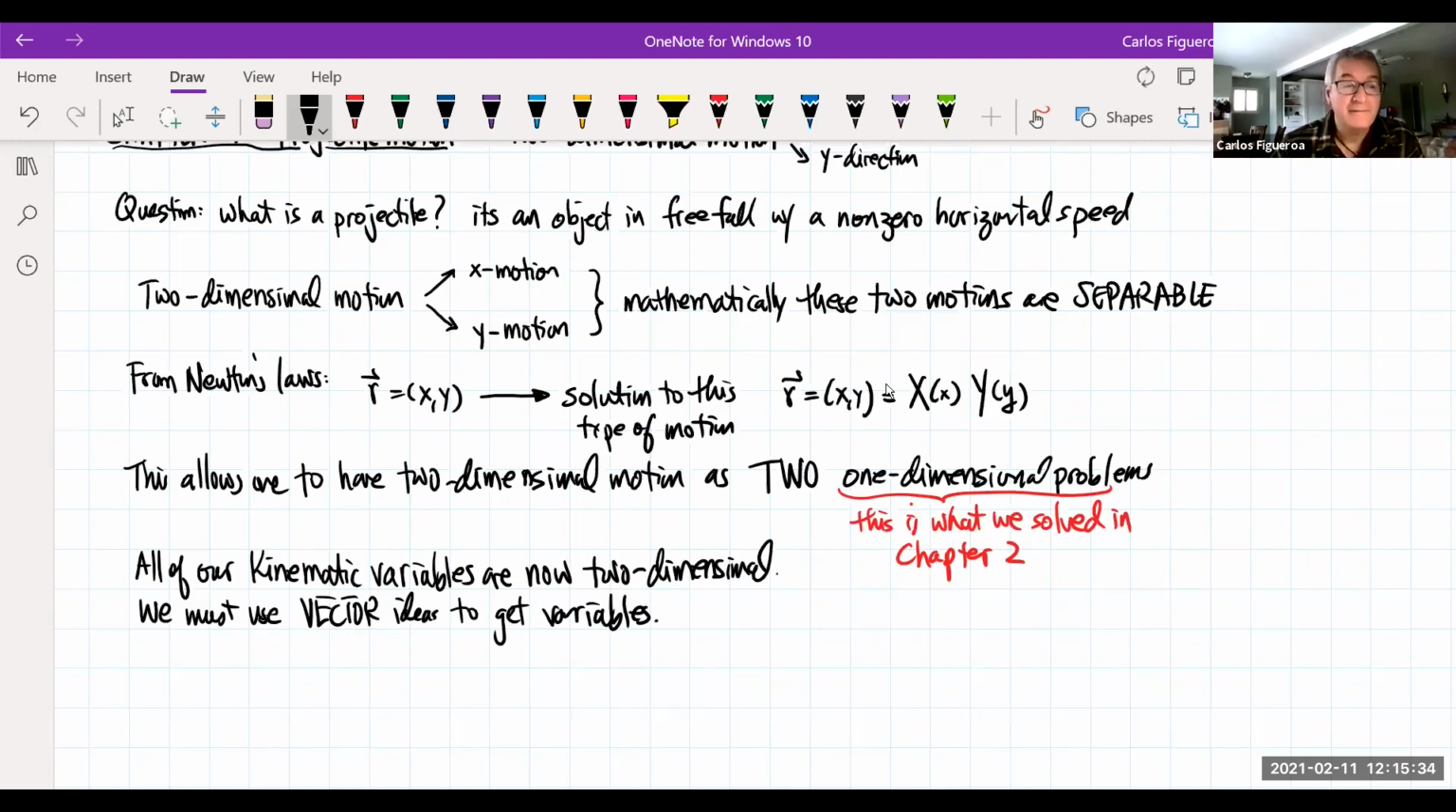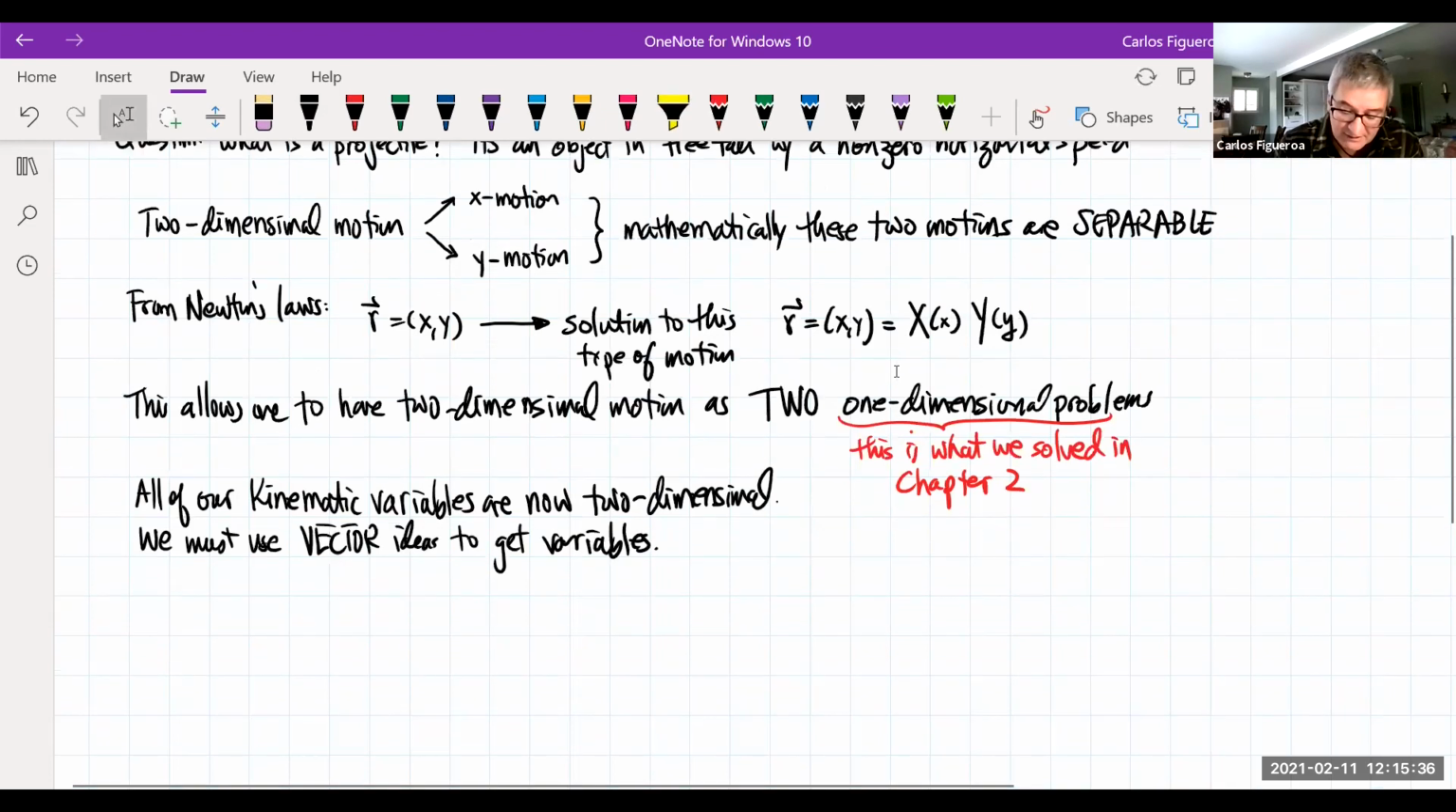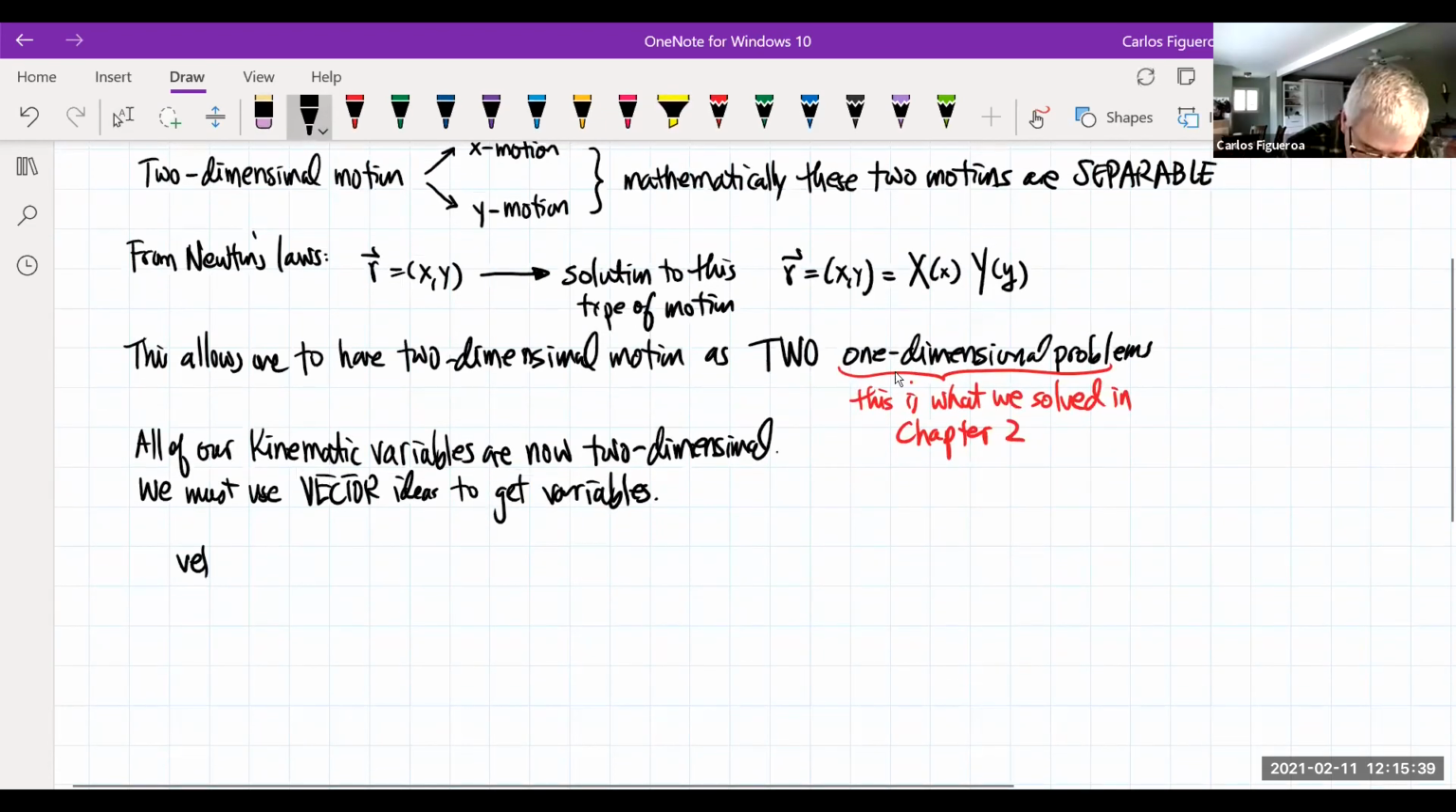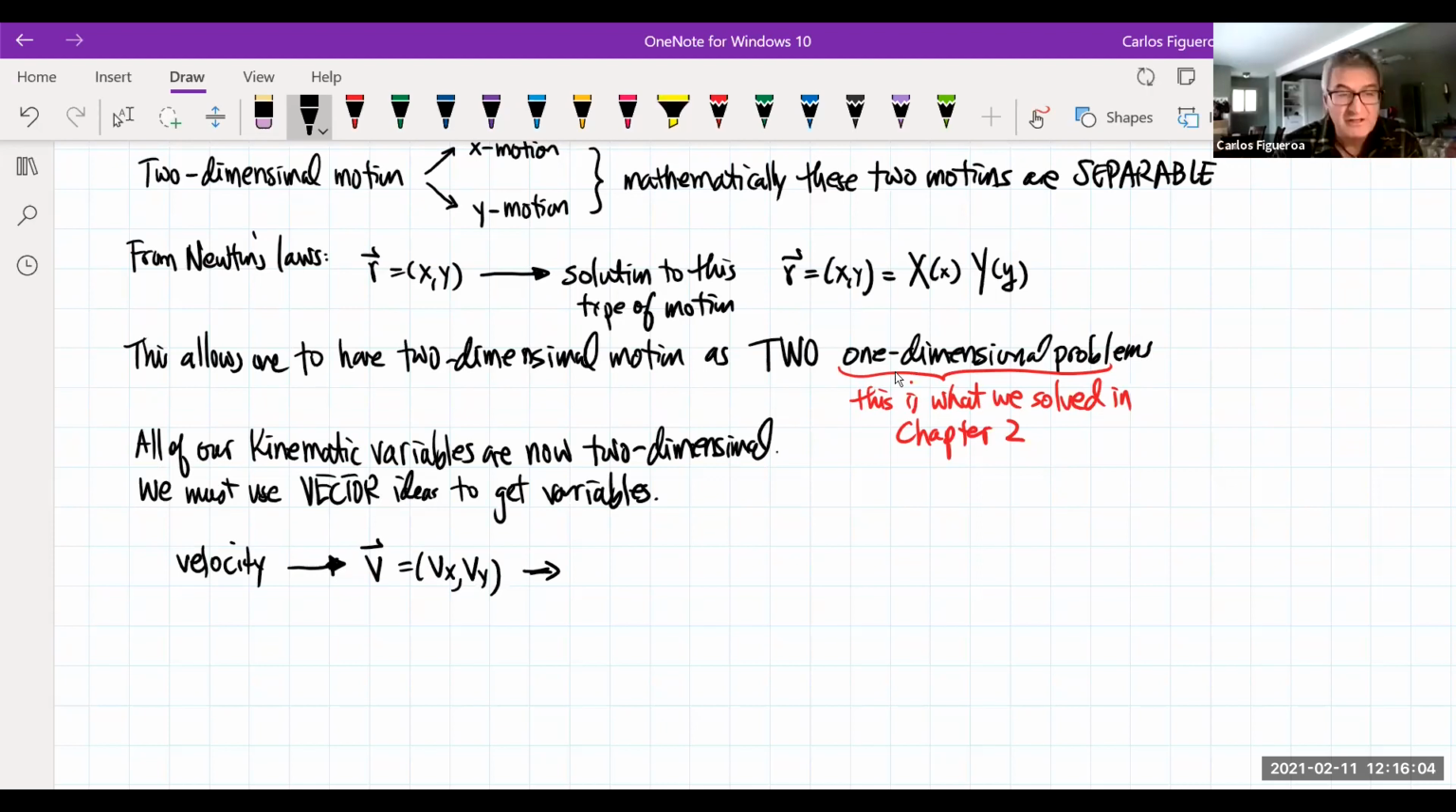What do I mean by that? Well, let's think about velocity. Velocity is now a two-dimensional variable. So if I write the word velocity, what this really means is that I have a Vx and I have a Vy. So how do I express this? If I talk about velocity, I must talk about two things.